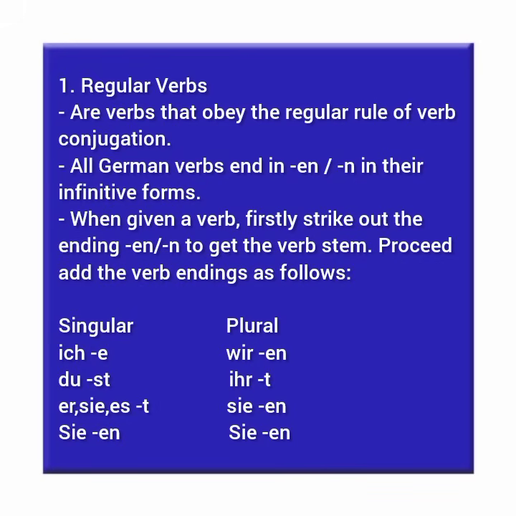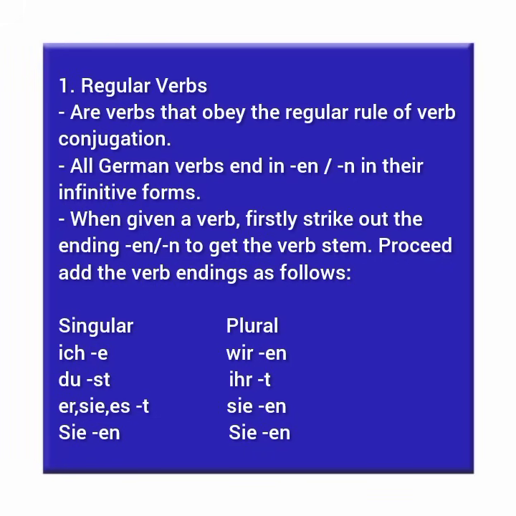Let's now review what we've seen so far. We have ich, I, and the plural of ich is wir, we. Then du, you, the ending is st. The plural of du is ihr, which also means you. Then you have er, sie, es. Er is he, sie is she, and es is it. So er, sie, es: he, she, it.